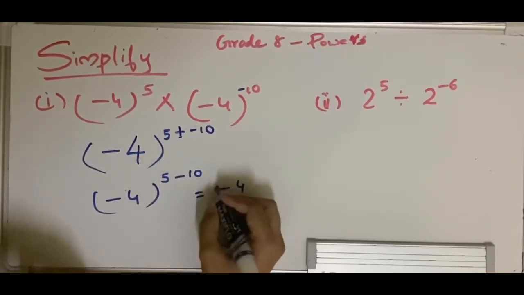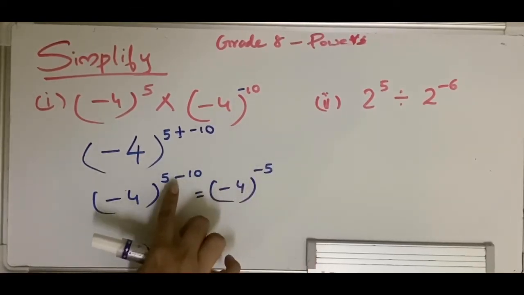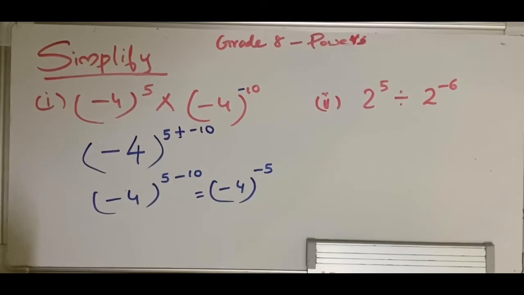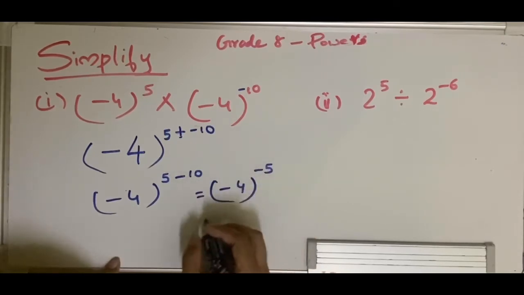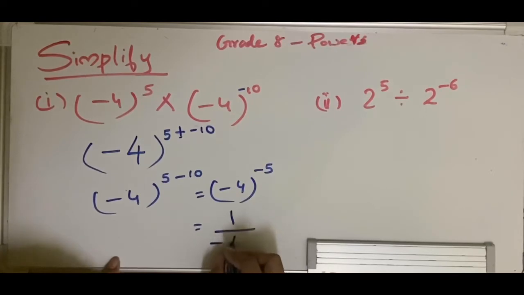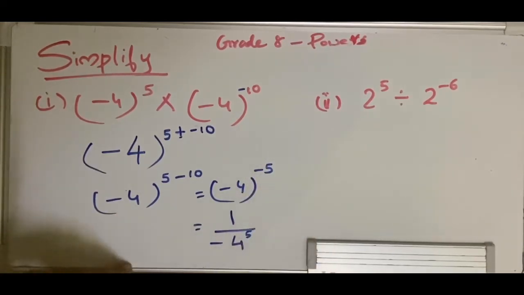Which will be equal to minus 4 raised to minus 5, because the biggest number is 10 and that sign goes to the answer. I have told you here, whenever we have a negative exponent, what we need to do is take the reciprocal of the number. So the reciprocal would be 1 by minus 4, right? And this power will become positive since we have taken the reciprocal. So your final answer would be 1 by minus 4 raised to 5.